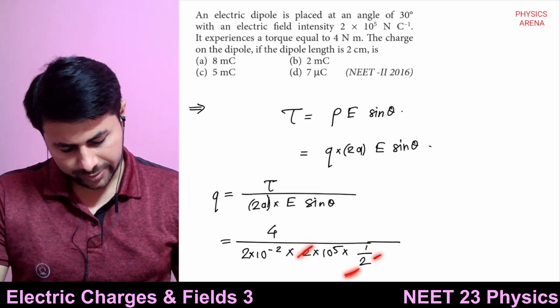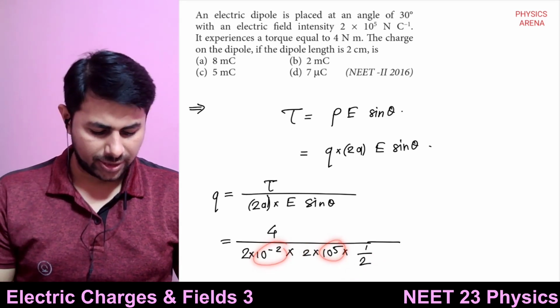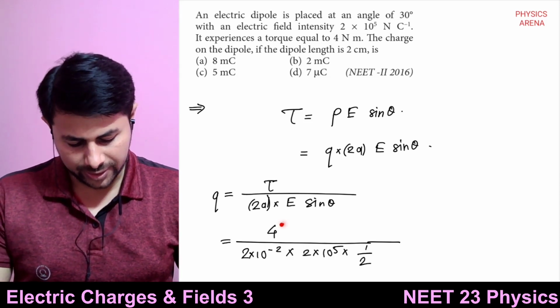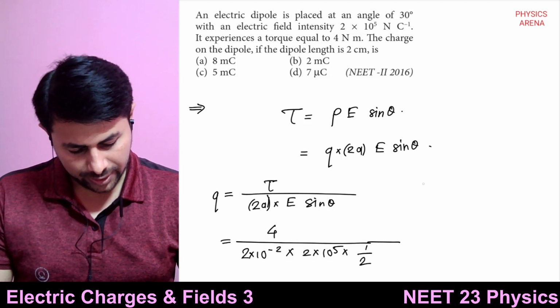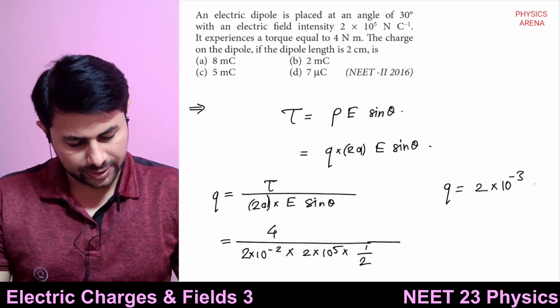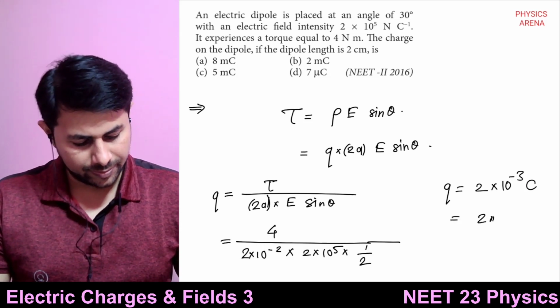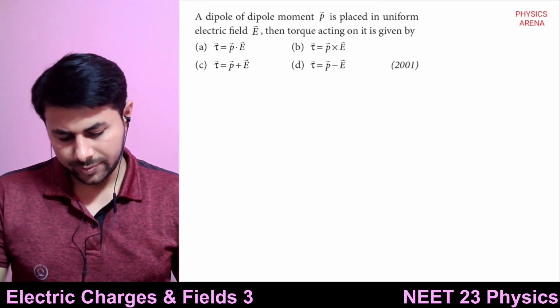So this 2 and 2 get cancelled. 10 raised to 5 multiplied by 10 raised to minus 2 is 10 raised to 3. Take it to the numerator, it's 10 raised to minus 3. So 4 upon 2 is 2. So the answer is 2 multiplied by 10 raised to minus 3 coulombs. So that is 2 millicoulombs. Okay, option B.